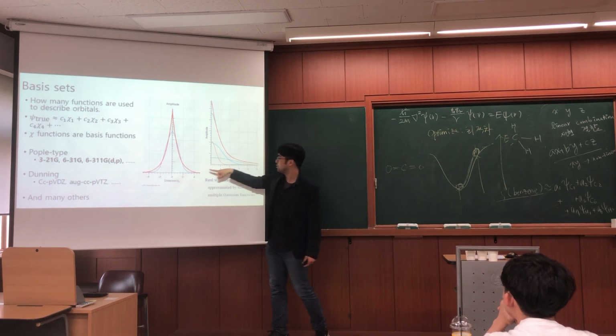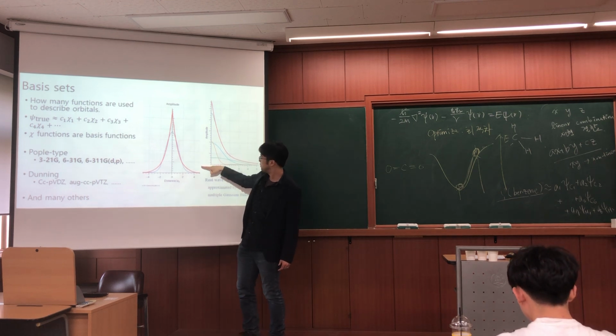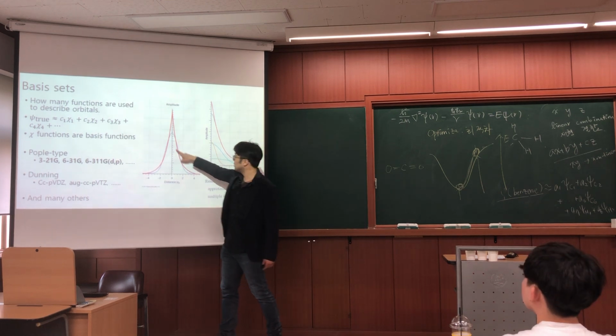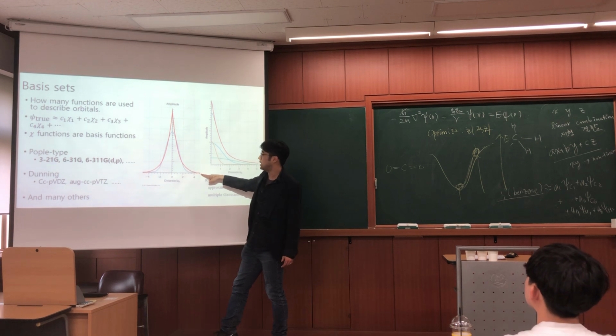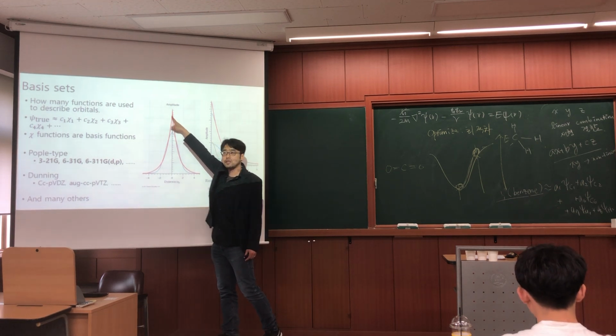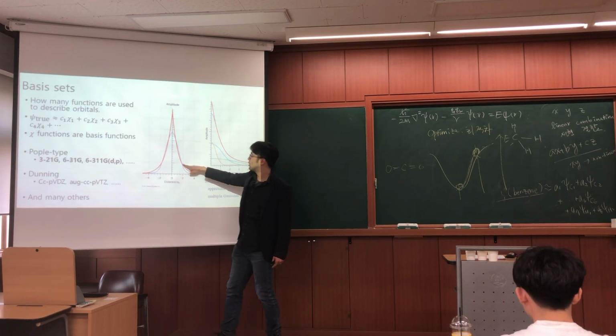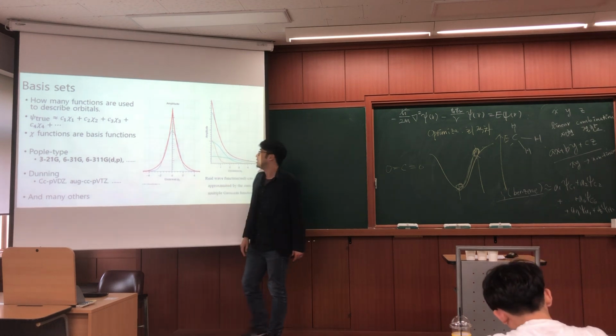Let's assume here is an example. This red line is the true s orbital. We would like to calculate this s orbital.